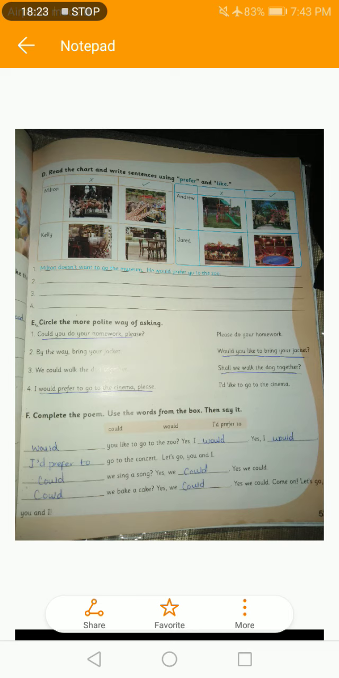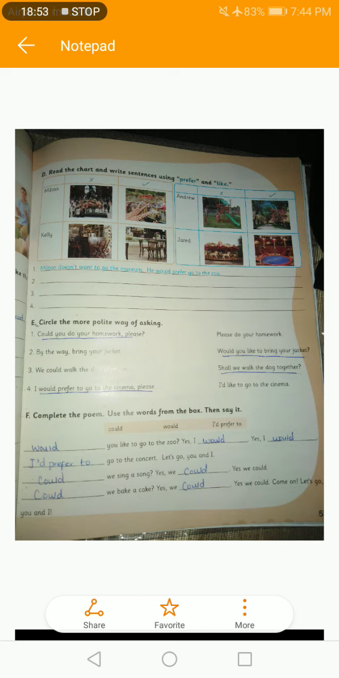Look at the first one. Could you do your homework, please? And the second one is please do your homework. So the first one, could you do your homework, please, is the more polite way of asking. So you have to circle 1. Then look at the 2. By the way, bring your jacket. Or would you like to bring your jacket? Which one is the more polite way? I think the second one, would you like to bring your jacket, is the more polite way of asking.